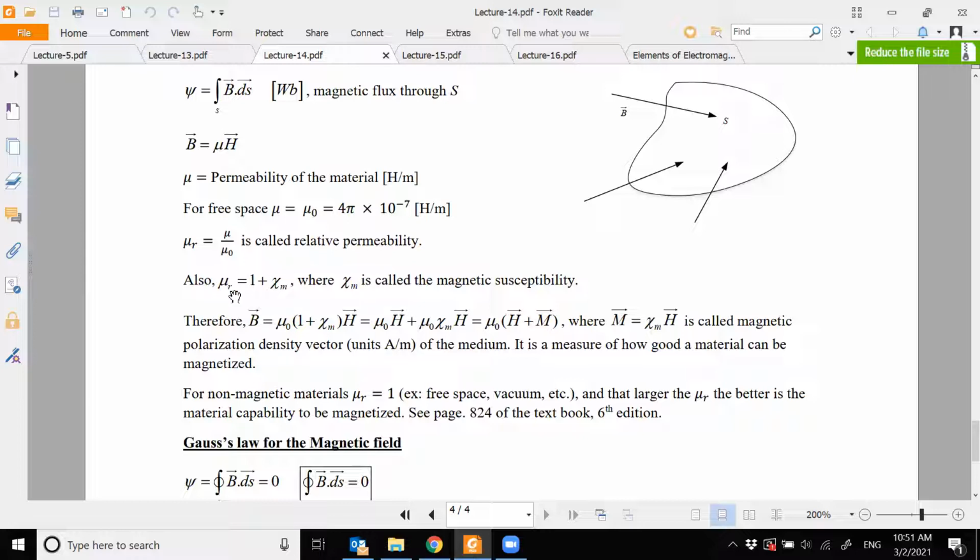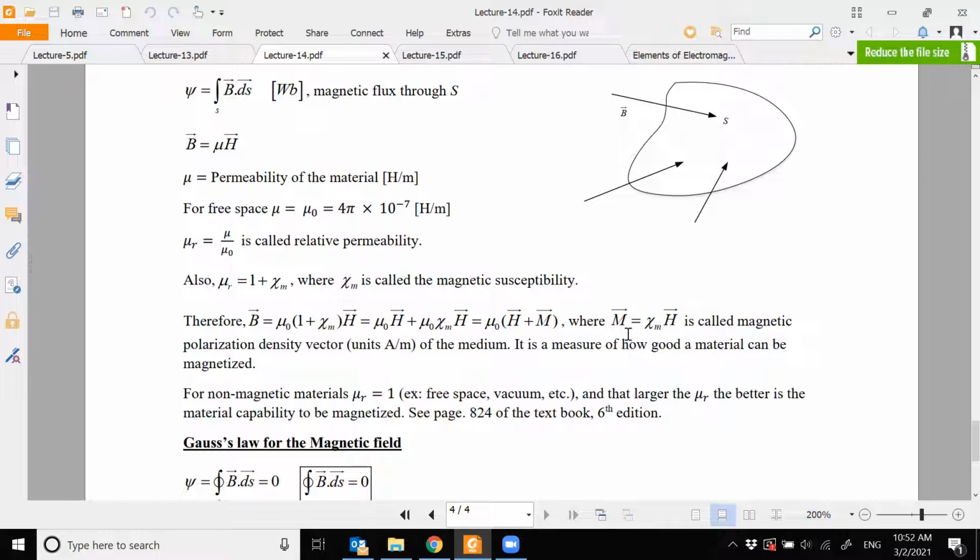So now if I substitute this here, B is equal to mu H, which is mu R mu naught H, and mu R is 1 plus chi m times H. And if I open this, I will get mu naught H, and one more term, which is chi m times H bar. And this chi m times H bar is called the magnetic polarization density vector, similar to your electric polarization density vector. And this is the vector which explains how susceptible your material is to the external magnetic field. Can it get magnetized? Can it not get magnetized? This is put under the umbrella of this vector.